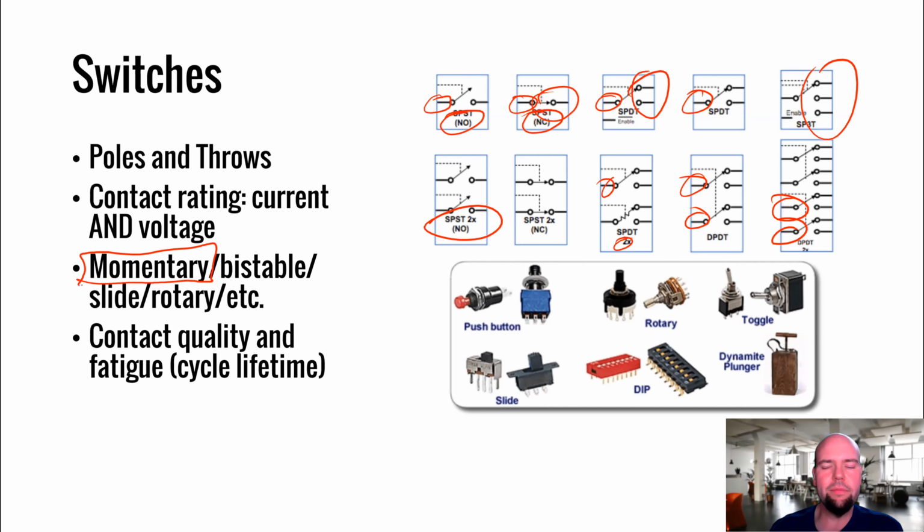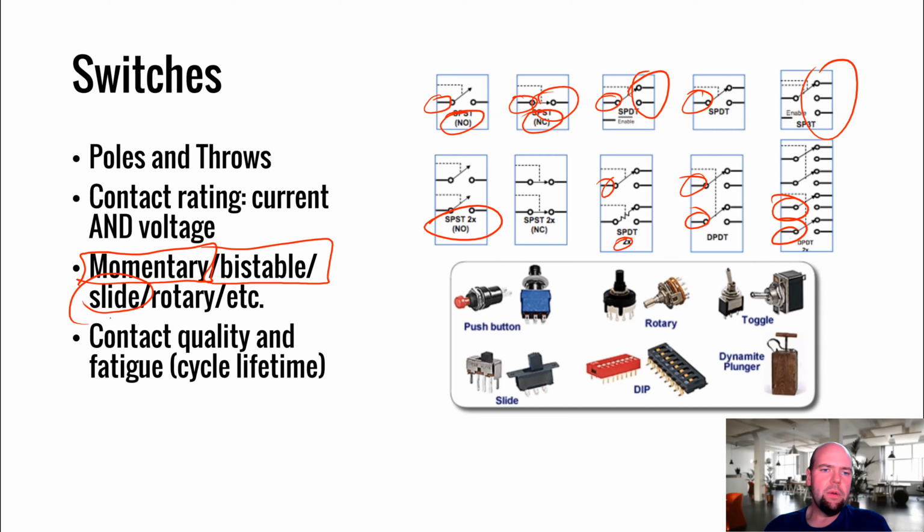So there's momentary switching. That's just it only switches while you're physically pushing it. There's bistable. That's what you're probably most familiar with, like the rocker switches on your wall. It's basically it snaps into one position and stays there. It snaps into the other position, stays there, has latching behavior. It's bistable. There's slide switches. There's rotary switches too, where it rotates into a different position of the switch.